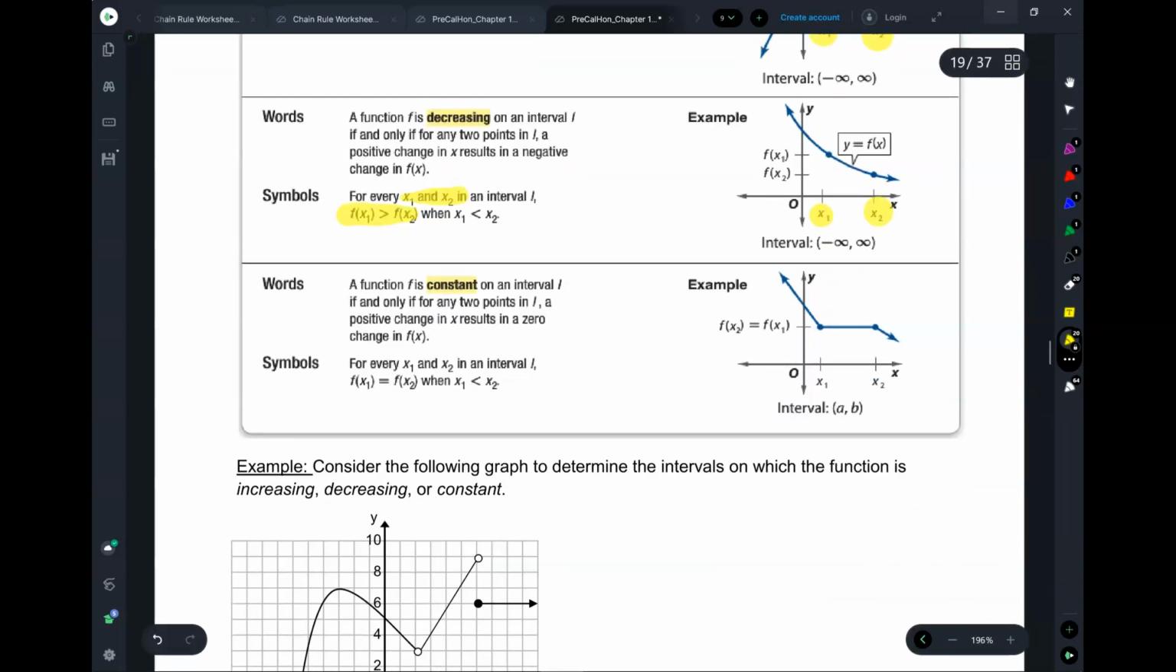We say a function is constant on an interval when for two values, x1 and x2, their y values are the same. That's how we know it's constant.